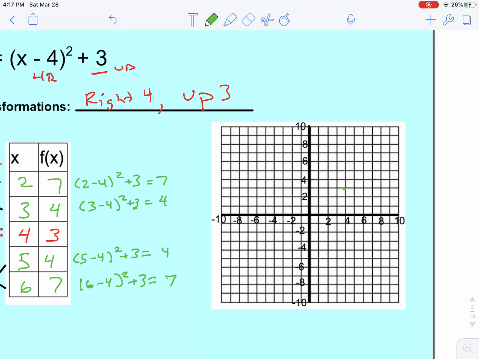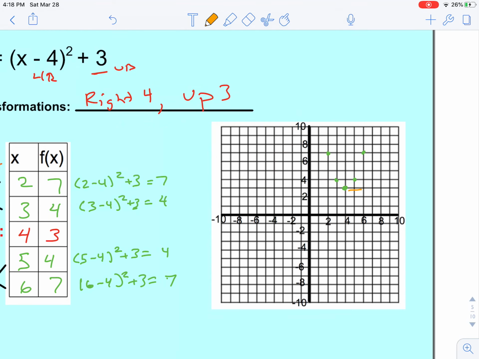All right. So let's plot some of these points. Our vertex, over 4, up 3. Okay. Our next point, over 5, up 4. Over 3, up 4. Notice that same pattern's happening again. Over 1, up 1. Back 1, up 1. All right, let's check. Over 6, up 7.